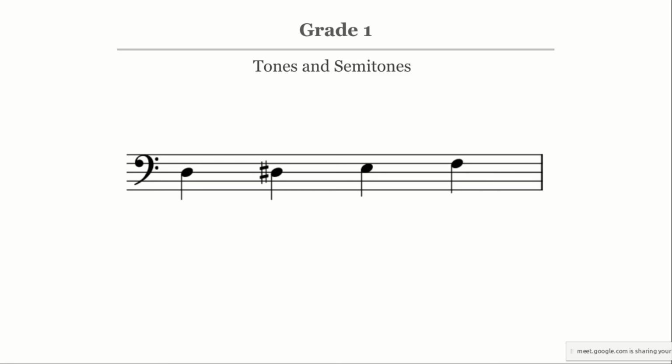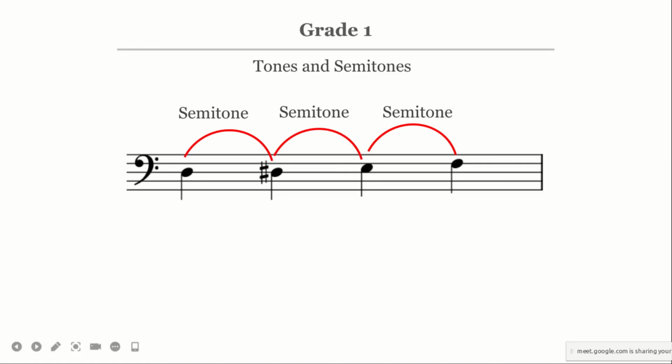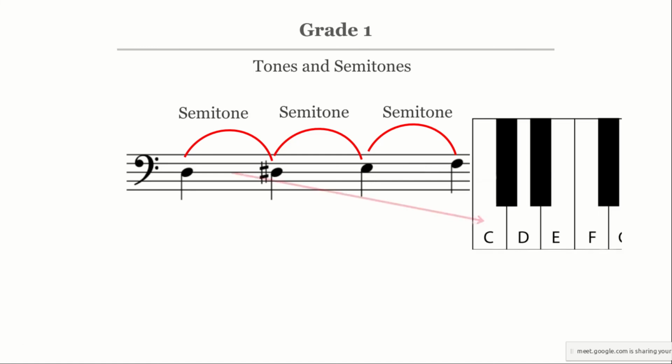So look at this example. We have a D, D sharp, E, and an F. That is semitone movement. So from D to D sharp, that's a semitone. D sharp to E is a semitone. And E to F is a semitone. Look at it on the piano. That is D. And then that is D sharp, the black key after D. That is E. Notice the semitone movement. And then because there's no black key from E to F, there we got another semitone to F.